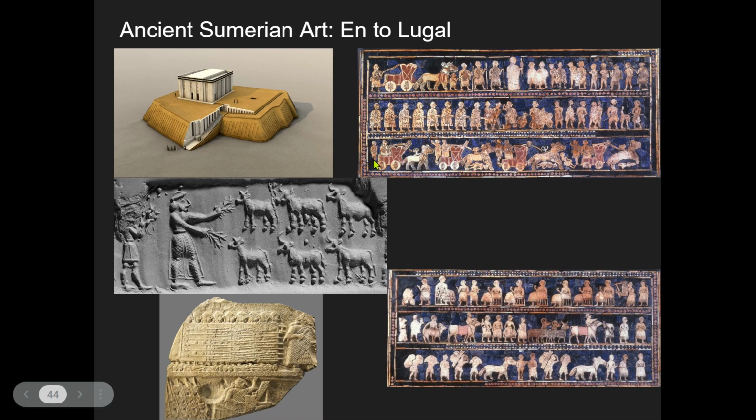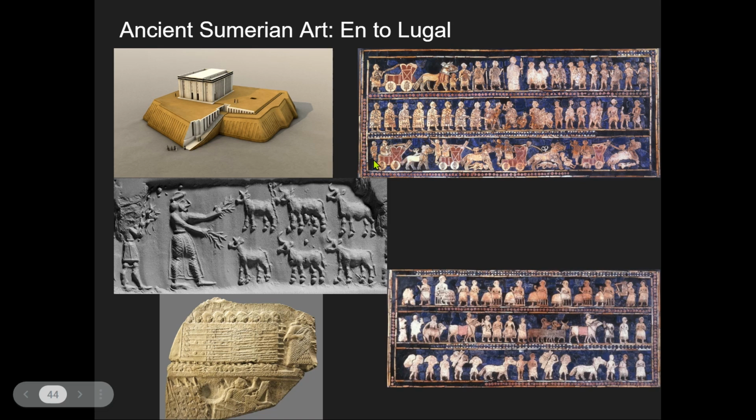The Lugal has a much more elaborate skirt. His head again extends beyond the top register. The servants and the musicians are much smaller. And the important individuals are holding these cups. So again, we assume it's a banquet scene at the top.